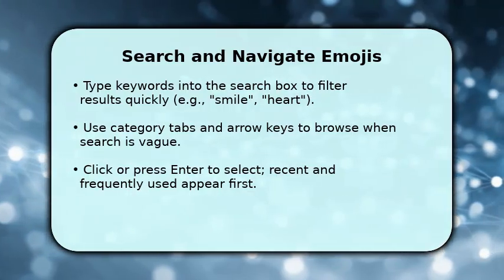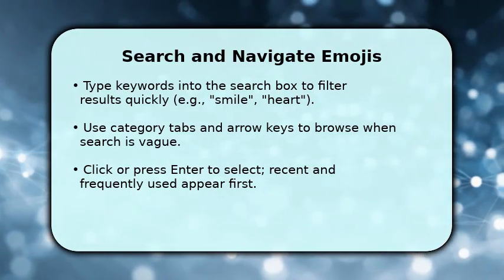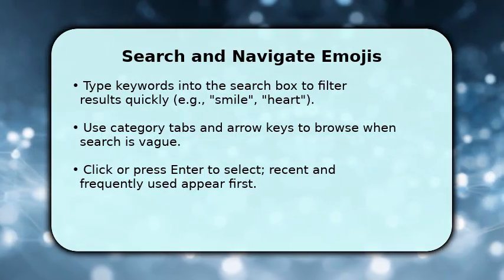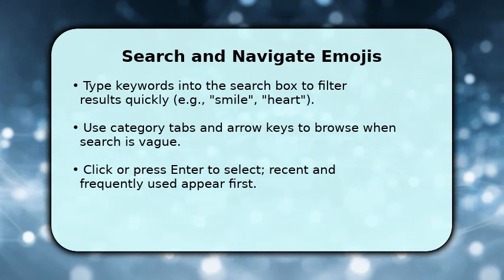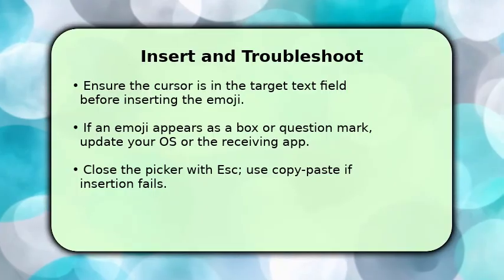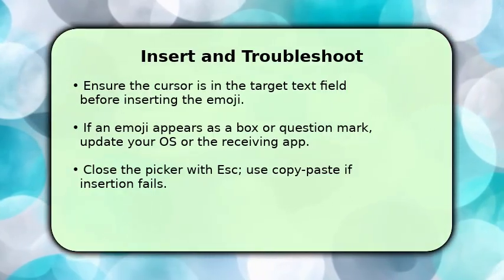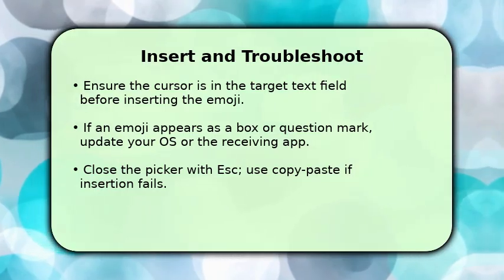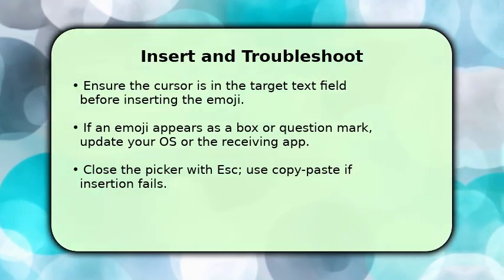Once you see the emoji, click it or press enter to pick it. Because the picker tracks recent selections, your commonly used symbols will show up near the top for future speed. Finish by inserting and verifying the emoji in your message or document. Make sure the text cursor is active where you want the symbol, then click or press enter. The emoji is inserted as a character by the OS.